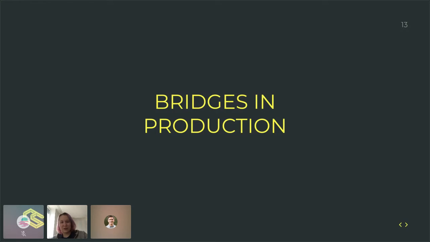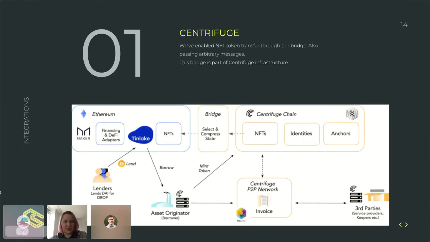As for bridges in production, the bridge that has been in production the longest, about a year now, is Centrifuge, and they have been passing NFT tokens and arbitrary messages, and also bridging their core piece of infrastructure. It's been working for a year, so far so good. Also, here's the bridge right in the middle.